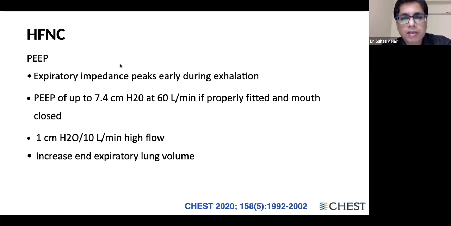Okay, but the important precaution is maximum PEEP is delivered to the patient if the HFNC is properly fitted and the mouth is closed. Okay, and ultimately PEEP increases the end expiratory lung volume. It keeps the alveoli expanded.